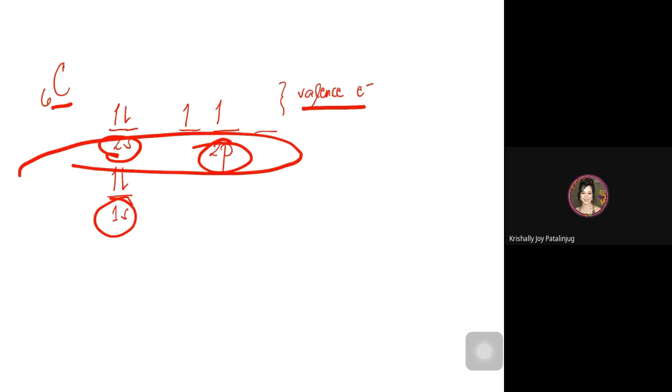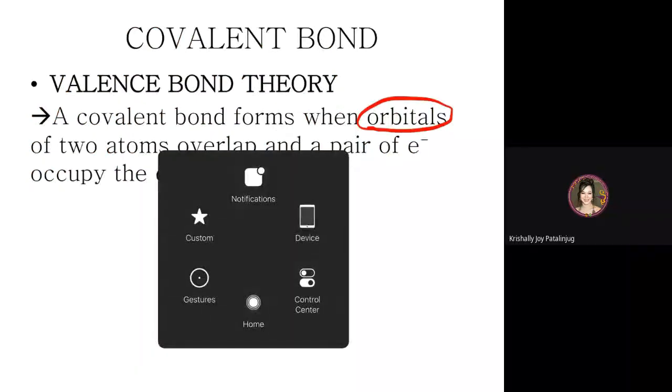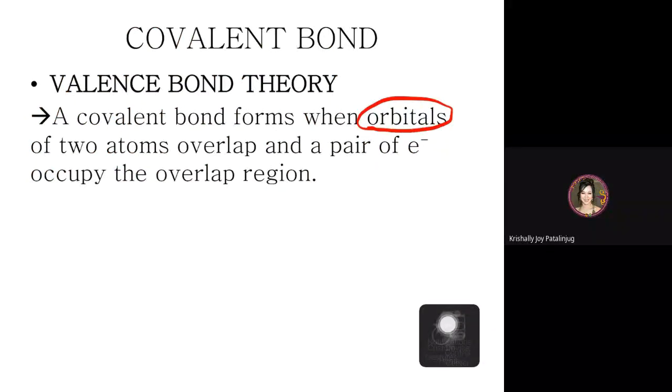Now, in forming a bond, specifically a covalent bond, we have the valence bond theory that explains a lot about how a covalent bond is formed. So this slide was presented already earlier.